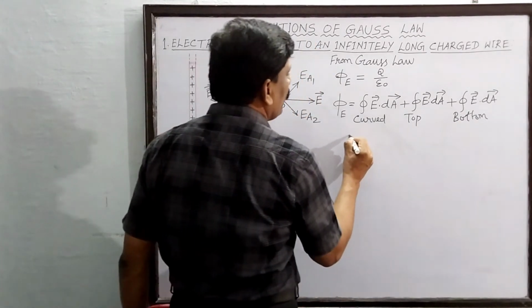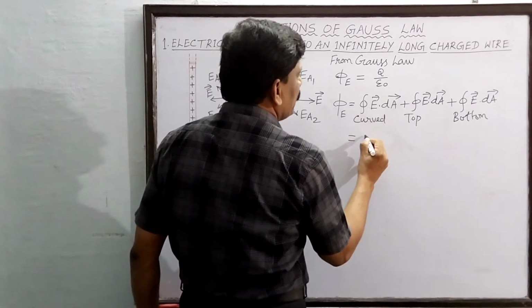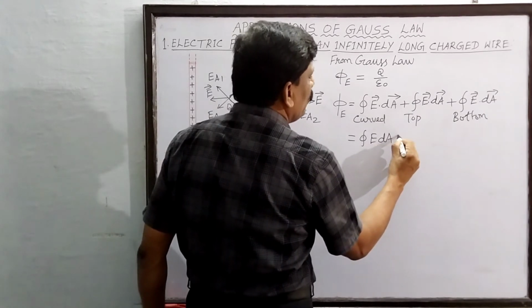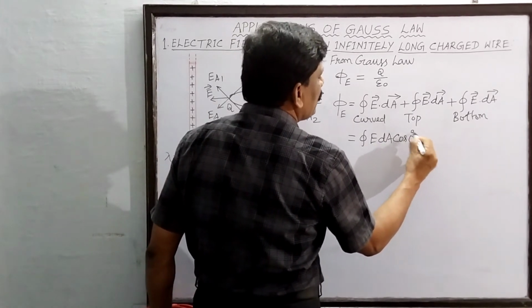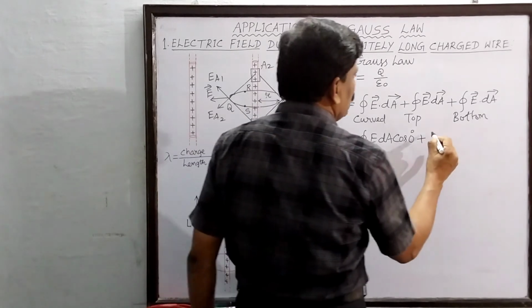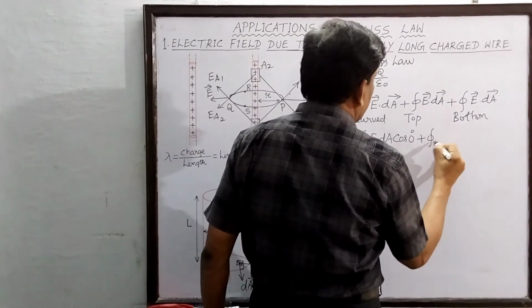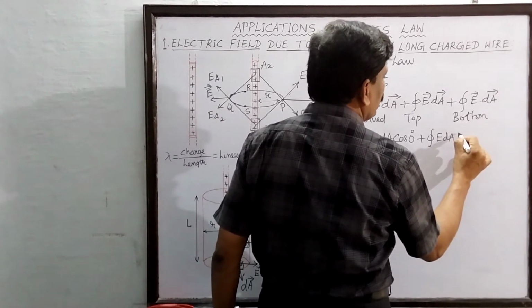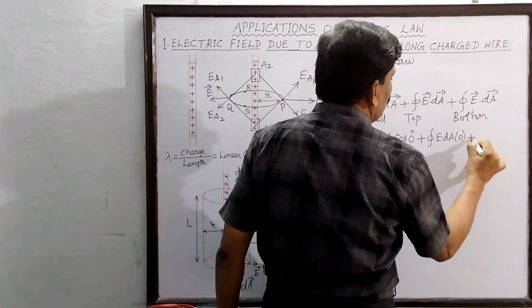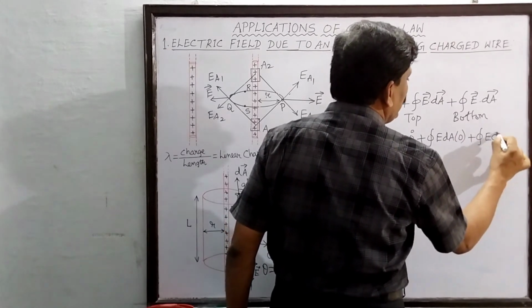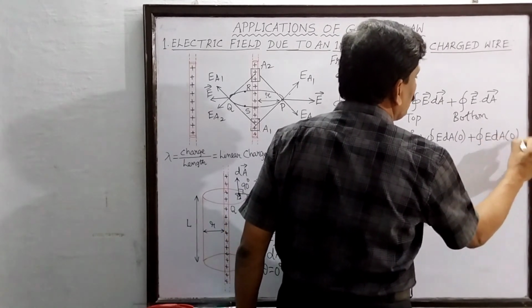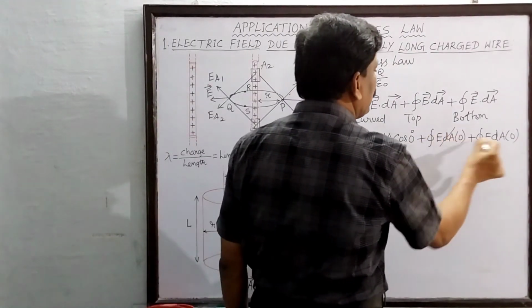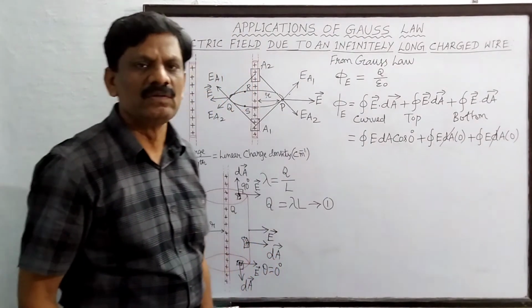Now this is equal to closed integral E dA into cos 0 plus closed integral E into dA into cos 90. Cos 90 is 0, plus closed integral E into dA into cos 90. Once again it is equal to 0. So here these two terms get cancelled because cos 90 is equal to 0.